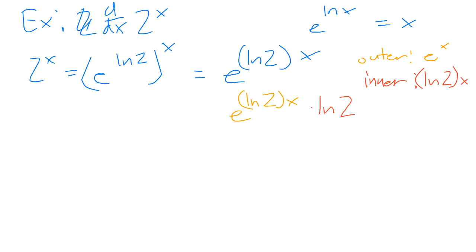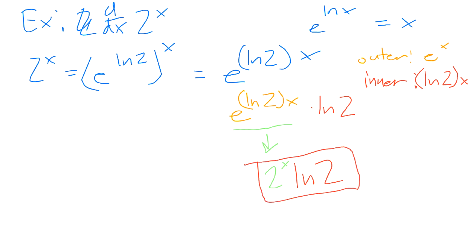And now we can actually go ahead and work back a little bit. Since we still have this e to the natural log of 2x, we can actually bring that back down to our original 2 to the x. We already mentioned that those were equivalent at the very beginning. So now our final answer is going to be 2 to the x times the natural log of 2.